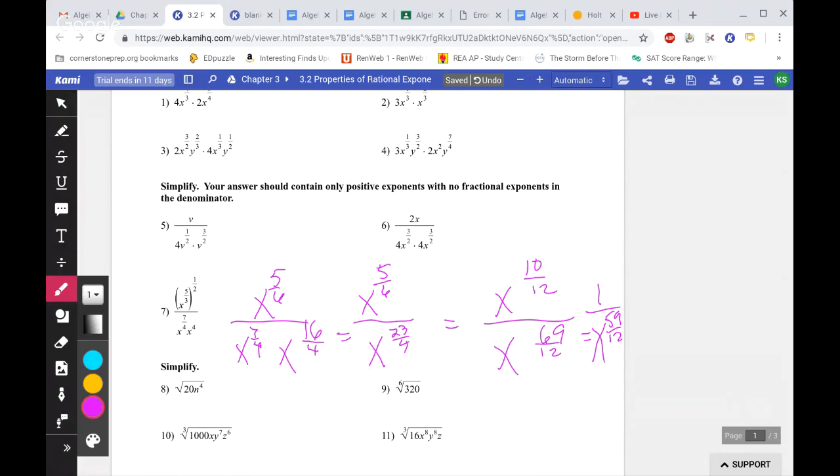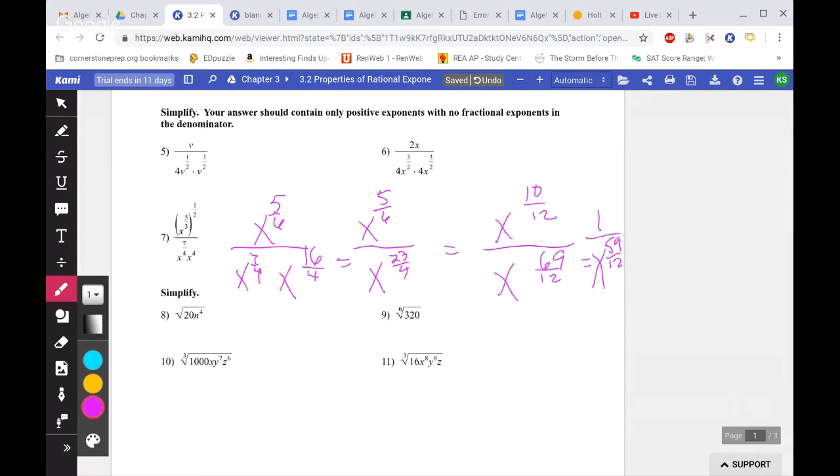Okay. That's quite an answer, isn't it? That's ugly. Woo, that is ugly. And technically, I'm just going to say technically you would need to rationalize that denominator, because believe it or not, if I change that to a rational expression, it actually looks like this.